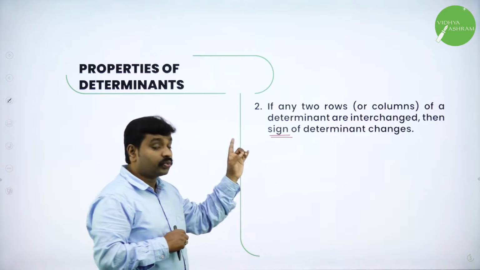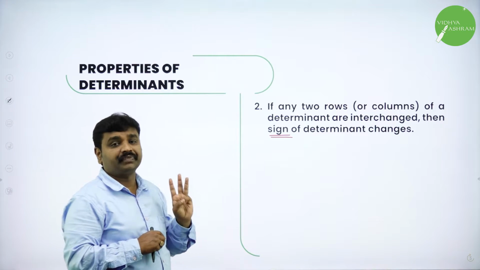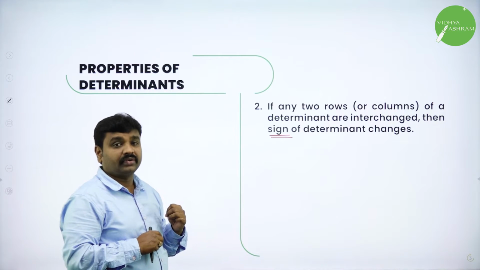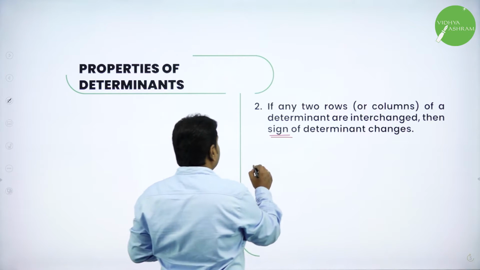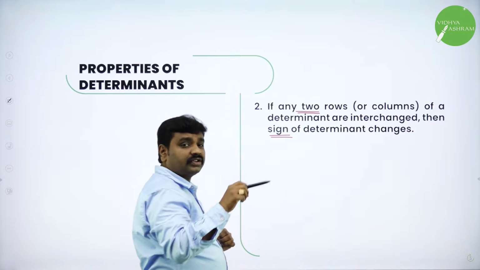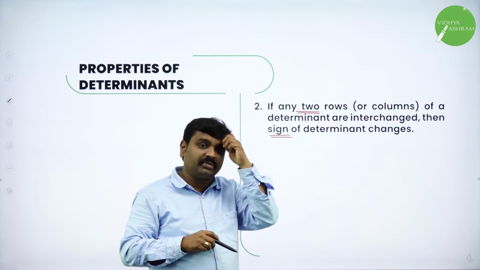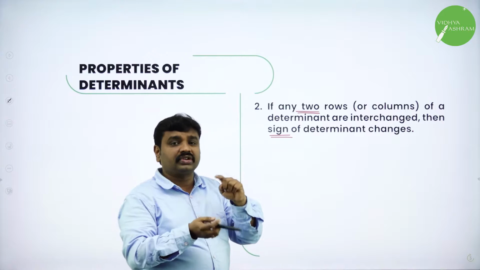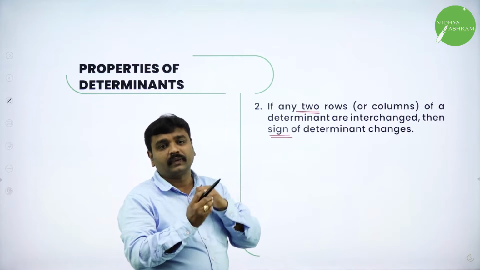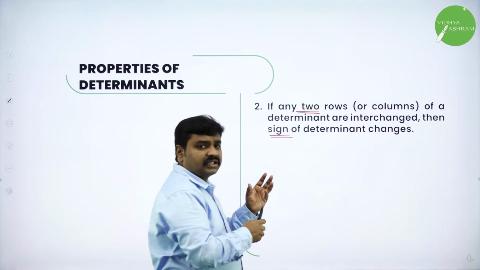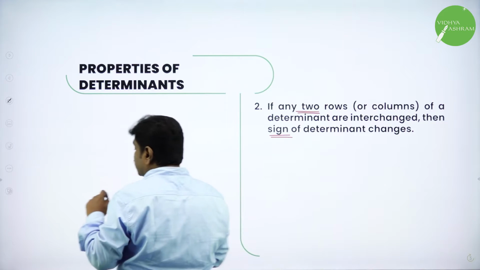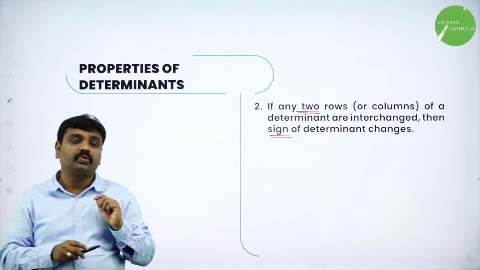And this you have to prove by taking 3 cross 3 only, because for any two rows, we need to have a minimum of 2 rows or more than that. So now, if I take any two rows or columns and interchange, the sign of the determinant changes. Only two rows are interchanged. Interchanging means what? Putting one row in the place of the other row. So now we'll check with 2 cross 2, then we'll go for 3 cross 3. So now I'll demonstrate this with an example, but alphabetically we need to prove it.